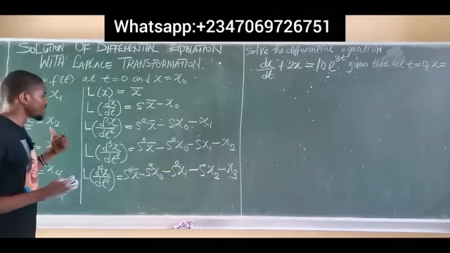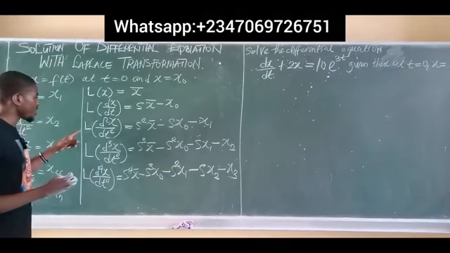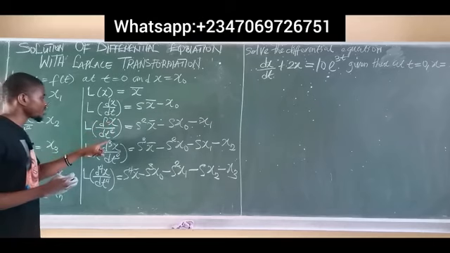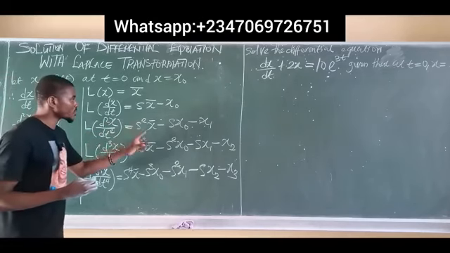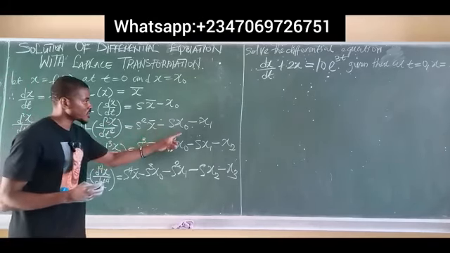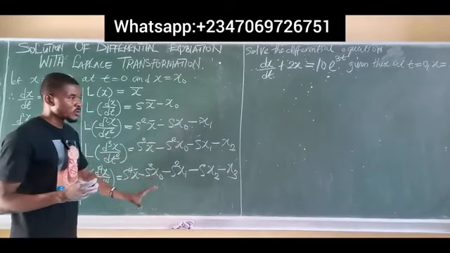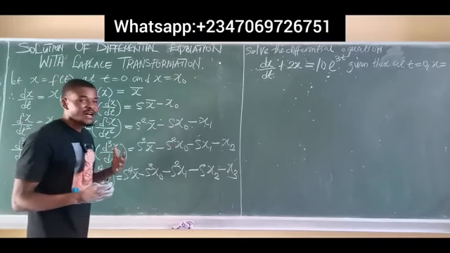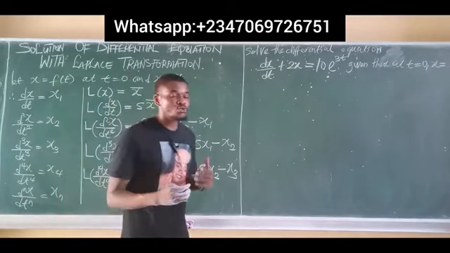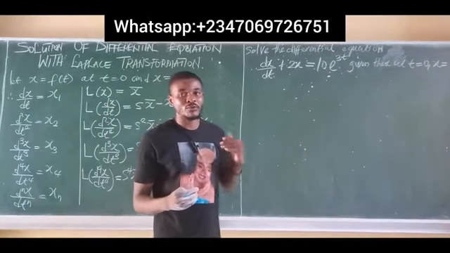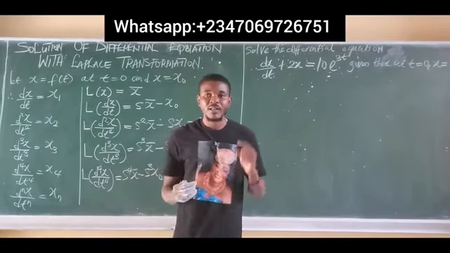So if it is a differential equation of order 2, then you have the Laplace of d squared x over dt squared to be equal to what? s squared multiplies x bar minus x naught minus x1, and so on. Now, keeping this in mind, there are 4 steps to solving any differential equation problem using Laplace transformation.